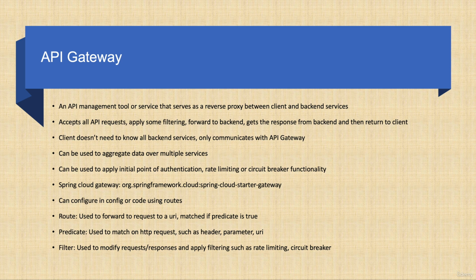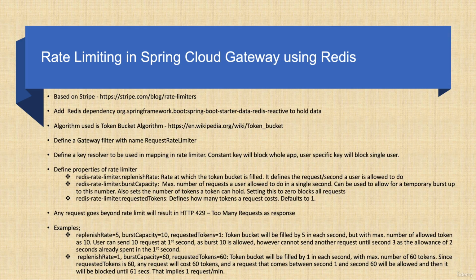There are some important terminologies in the configuration of Spring Cloud Gateway. We have routes, which are used to forward the request to a URI. We also have predicates to match a request, such as using a header or URI. And we also have filters, which are used to modify requests and responses and to apply filtering like circuit breaker or rate limiting. We will apply rate limiting using Redis in our examples using Spring Cloud Gateway.